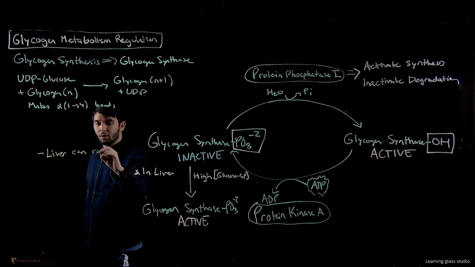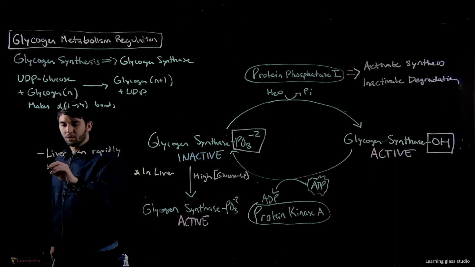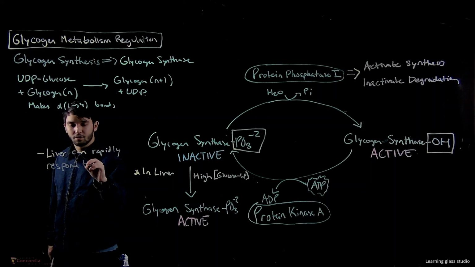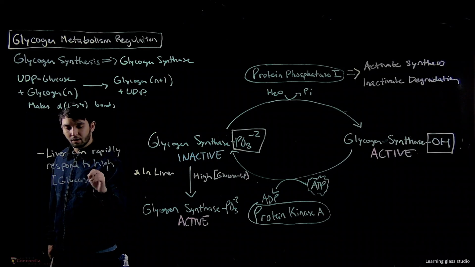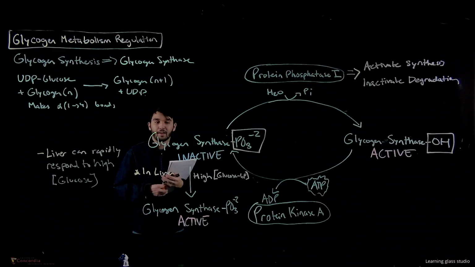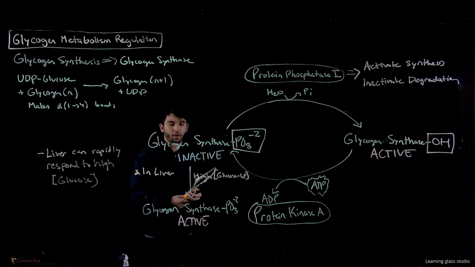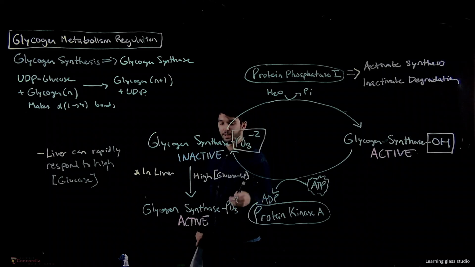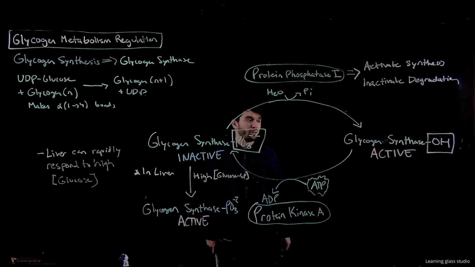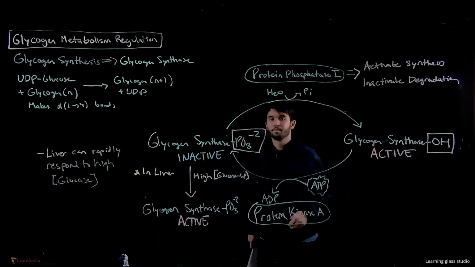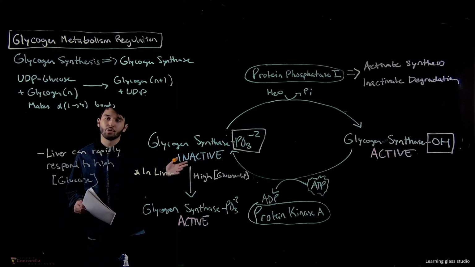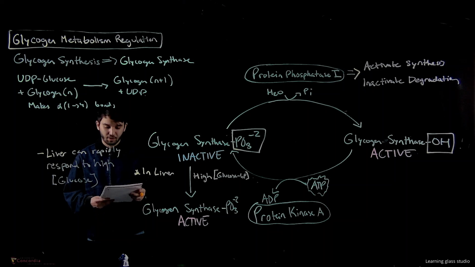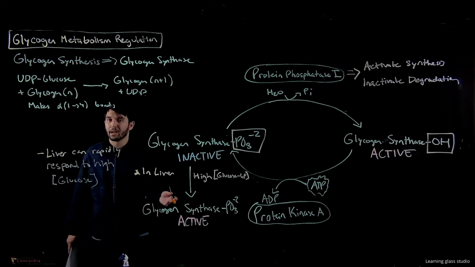So the liver can rapidly respond to high glucose and thus synthesize glycogen, okay? So there are two levels of regulation to activate glycogen synthase in the liver: allosteric from high glucose concentrations and also dephosphorylation, okay? So that is glycogen synthesis. Now let's look at the total trends going on here in glycogen metabolism and a bit more into hormonal regulation.